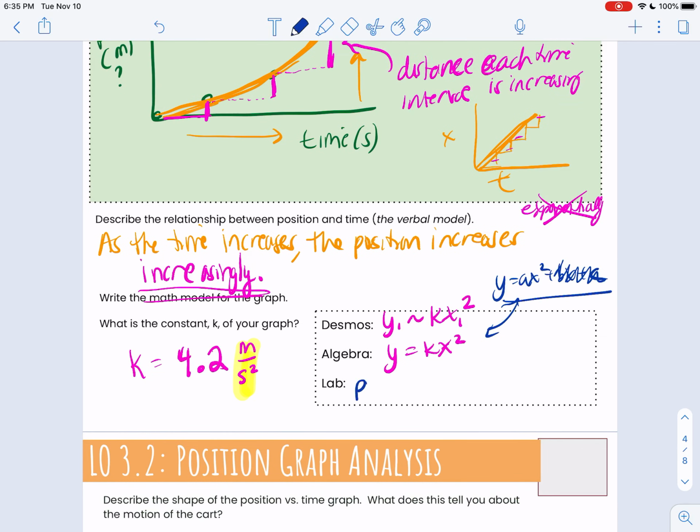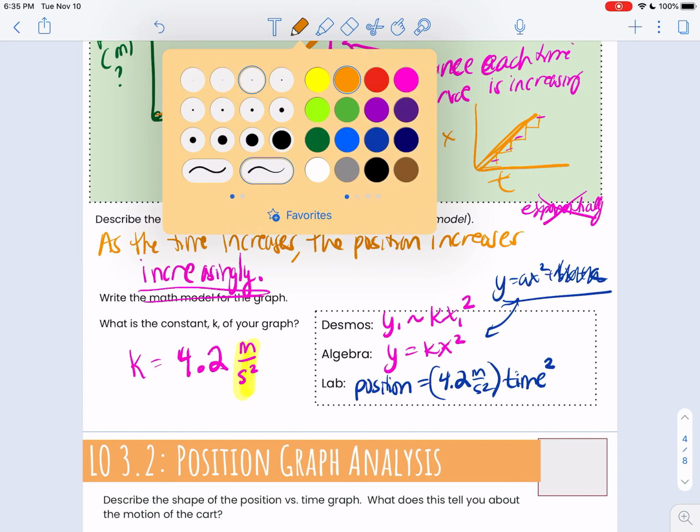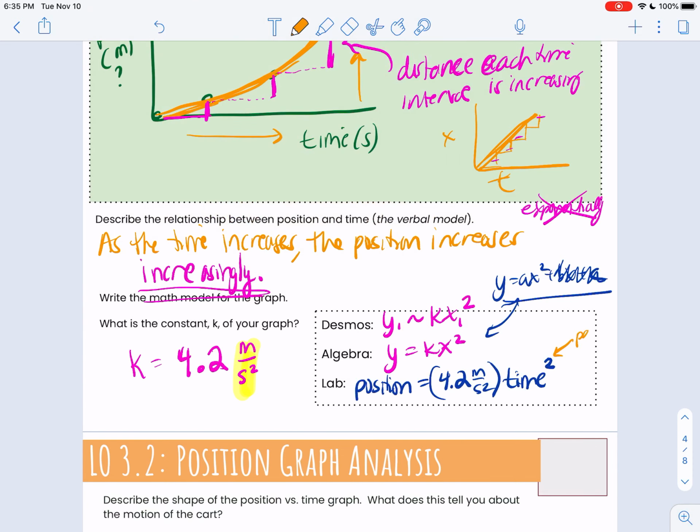And then the lab equation: the y value is position, equals some constant. If you want to put the units, go ahead. If not, you can skip it. And then this is going to be time squared. That's what makes it a parabola instead of a line. Again, the units are optional. I wouldn't worry so much about it, but just in case you're wondering, that's what they are. All right, so that is this page.